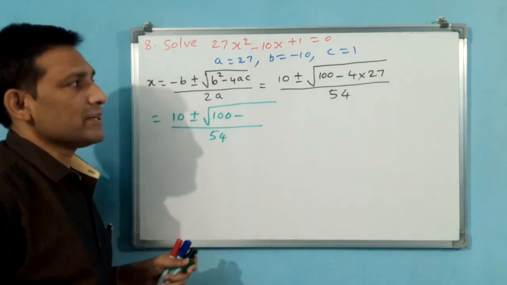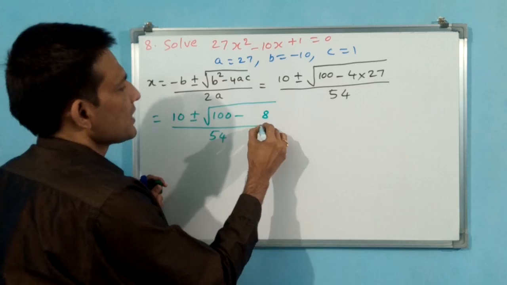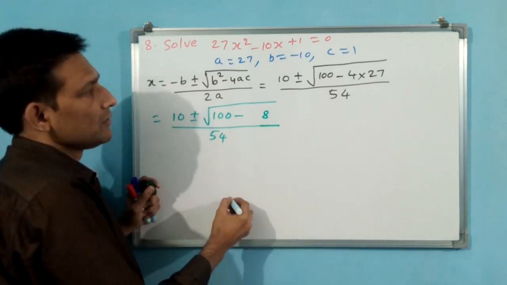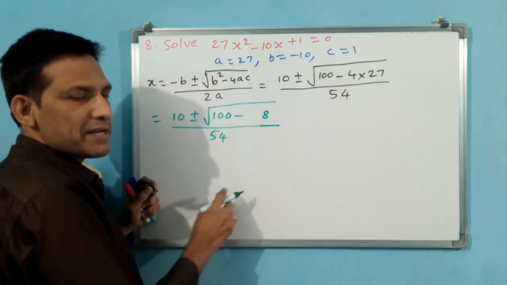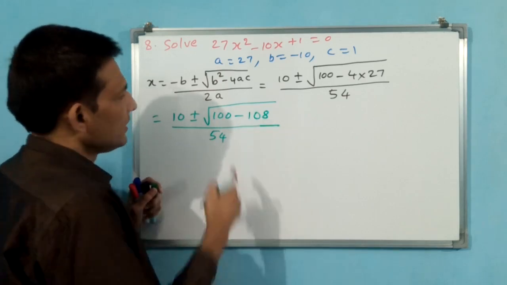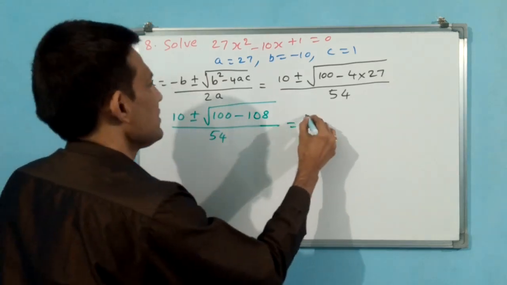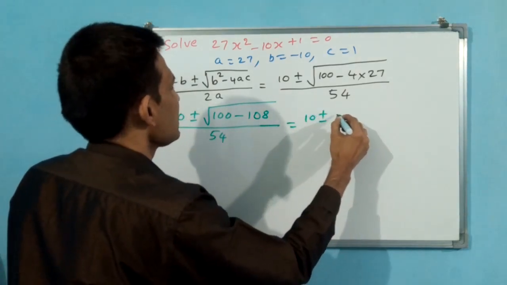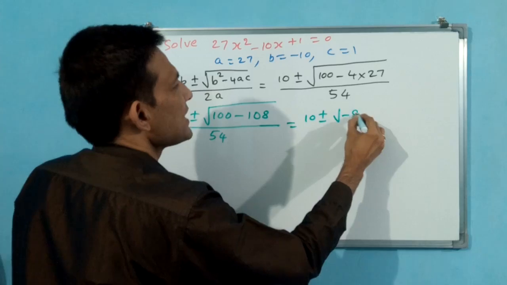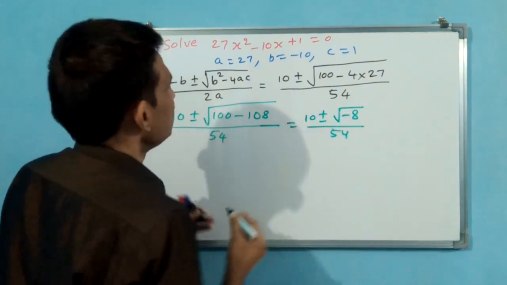Okay. 27 into 4. 4 7s are 28. Okay, 2 is there. 4 2s are 8. 8 plus 2, 10. 108. You see, 100 minus 108 means minus 8 is going to come. Write down: 10 plus or minus square root of minus 8 under 54.